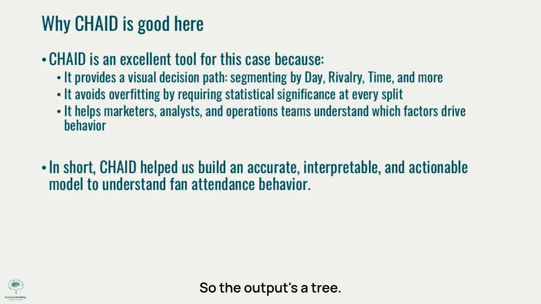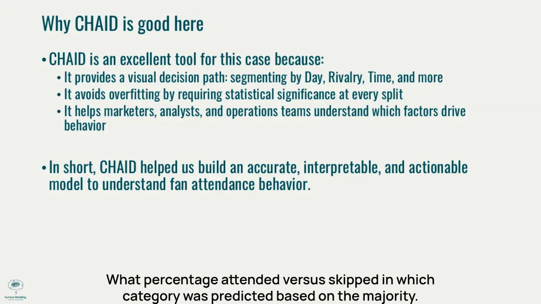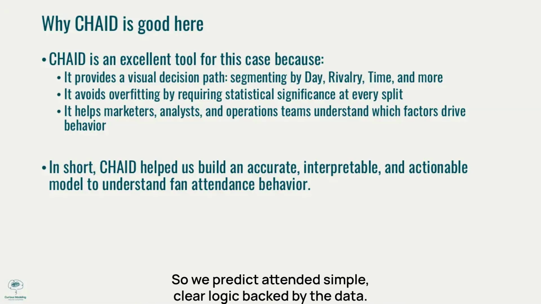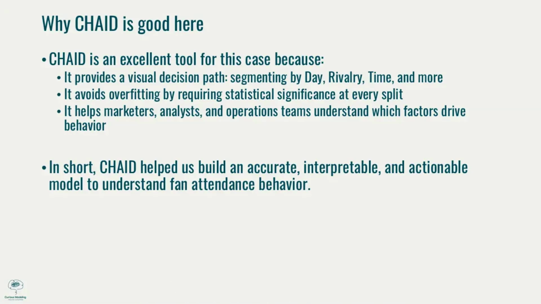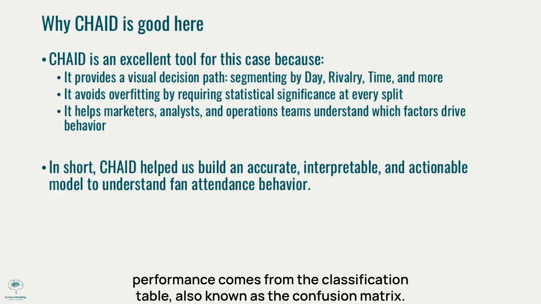Now to the CHAID output. The output is a tree. It's a hierarchy of decision rules. Each node shows the number of people in that group, what percentage attended versus skipped, and which category was predicted based on the majority. For example, node 1 says if it's a weekend and a rivalry game, 90% attended. So we predict attended. Simple, clear logic, backed by the data. It also comes with a risk score, which is considered the error of the predictions. But the real model performance comes from the classification table, also known as the confusion matrix.